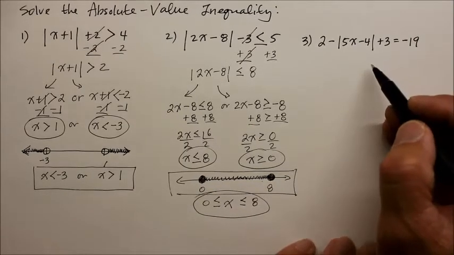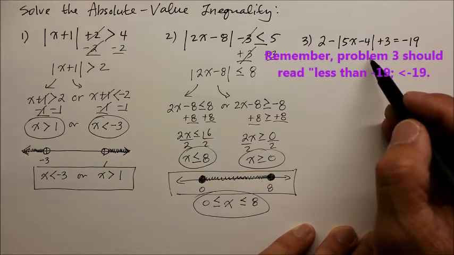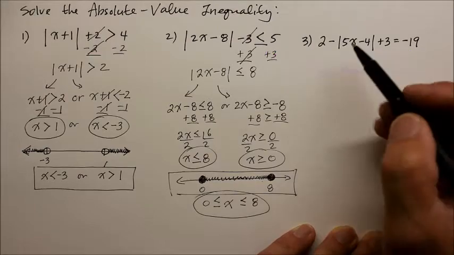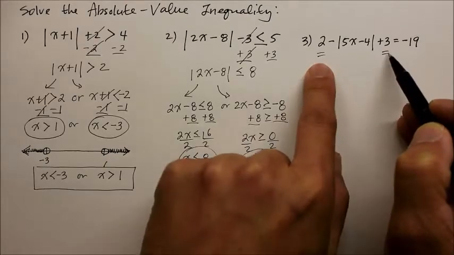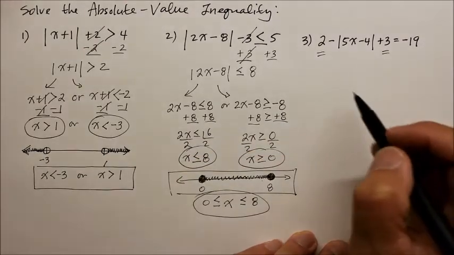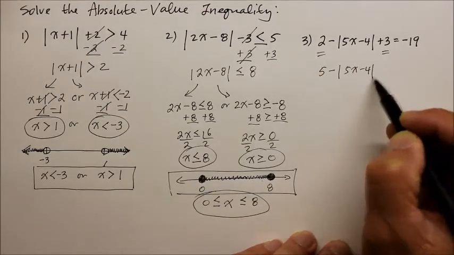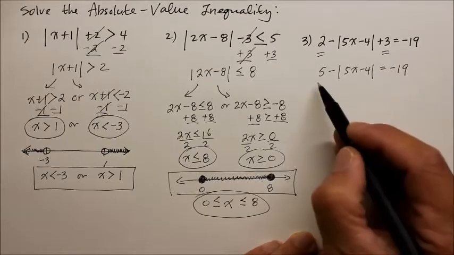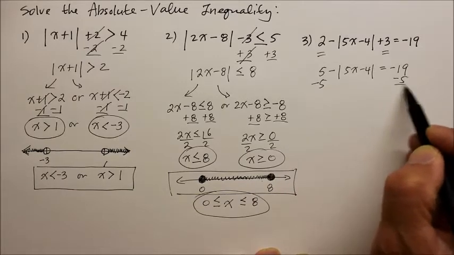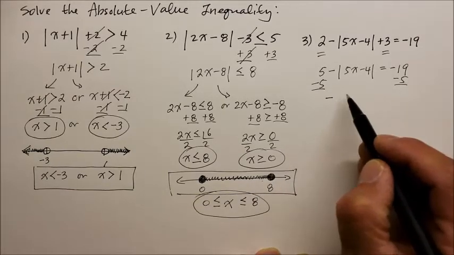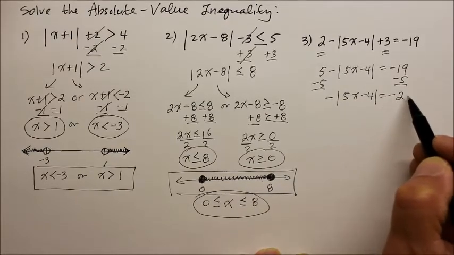Now this one was kind of horrendous, wasn't it? Alright, now let's do this a little differently than the way I showed you the absolute value equation. Let's go ahead and combine these like terms. There's a 2, there's a 3, they're both positive. So let's write that as 5 minus absolute value of 5x minus 4 is equal to negative 19. Let's go ahead and move the 5 to isolate the absolute value. So minus 5 to both sides of the equation. This becomes a bigger negative then. So we have negative absolute value of 5x minus 4 is equal to negative 24.